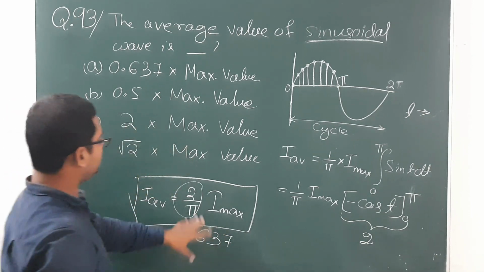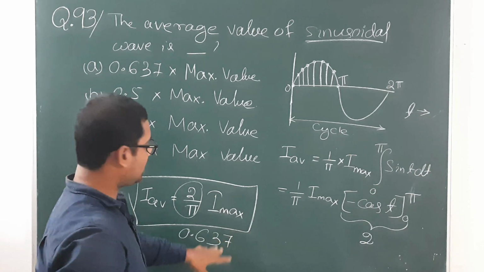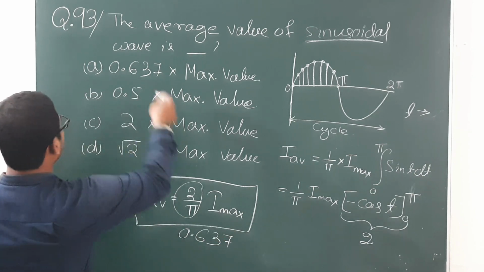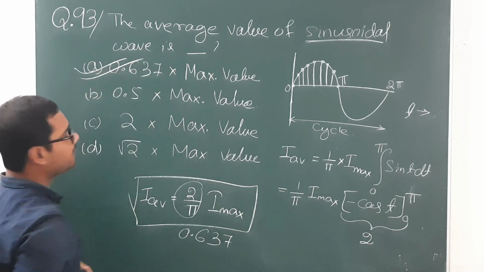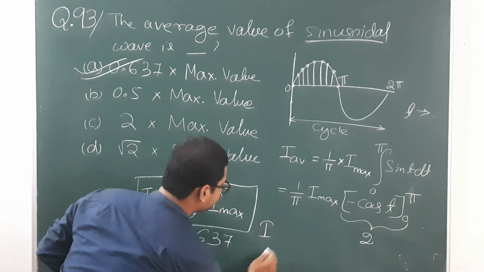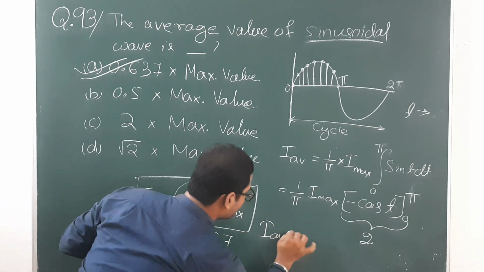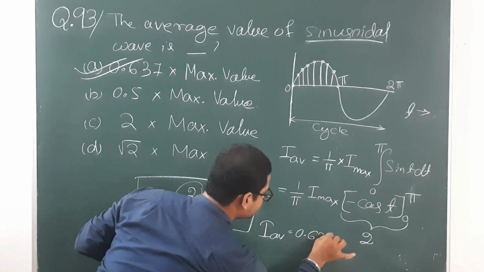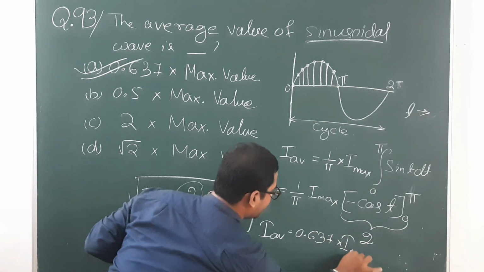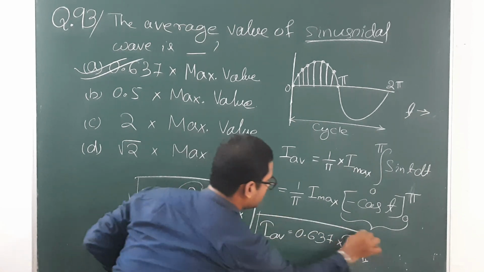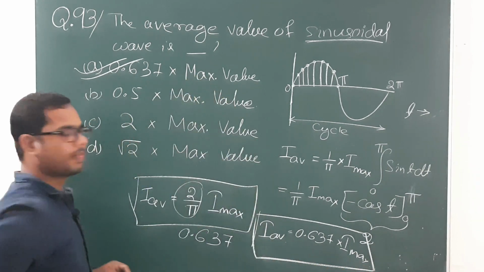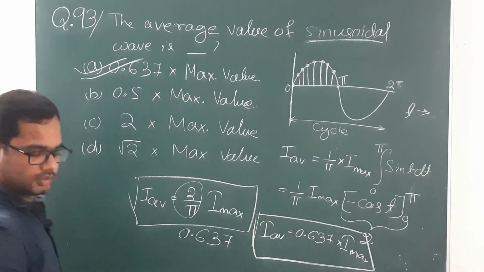So it is 0.63. You are getting 2 by pi. If you use the calculator, you can get 0.63. So the answer is 0.63 of the maximum value. So I average is equal to 0.637 into I max. Okay. So moving to the next question.